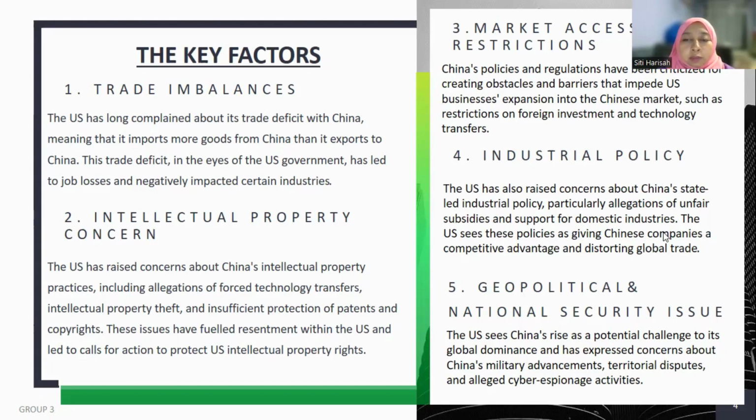And number five is geopolitical and national security issues. The US sees China's rise as a potential challenge to its global dominance and has expressed concern about China's military advancement, territorial disputes, and alleged cyber espionage activities.